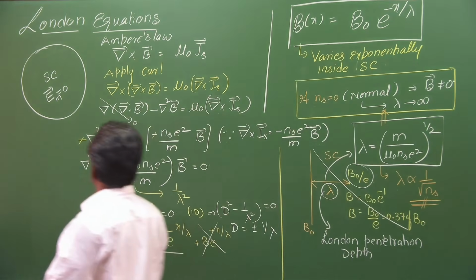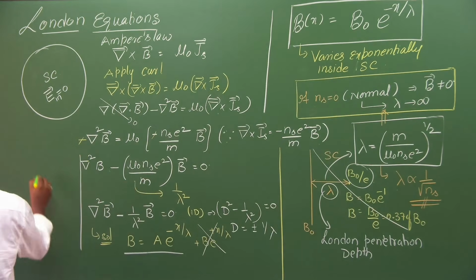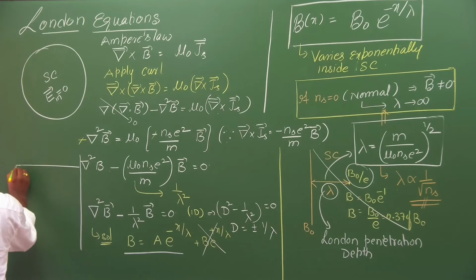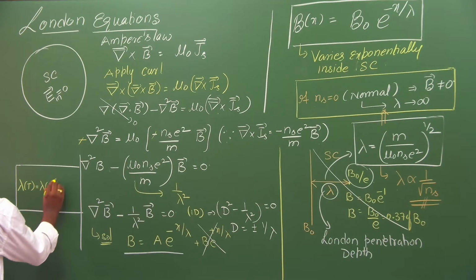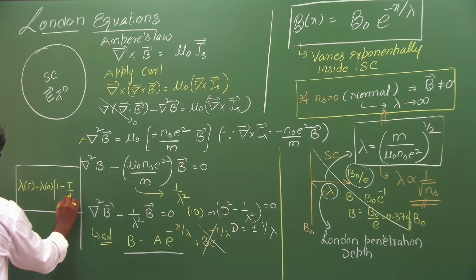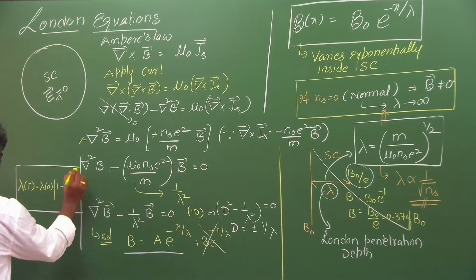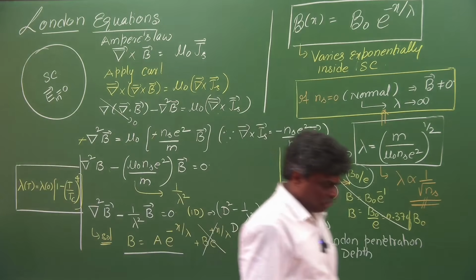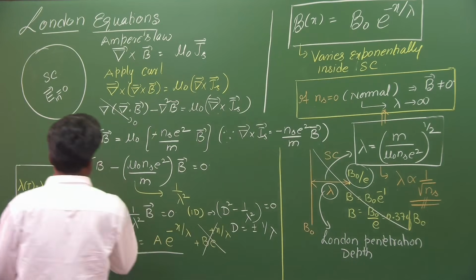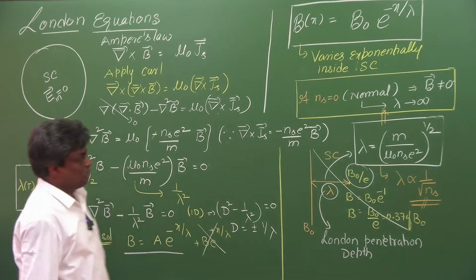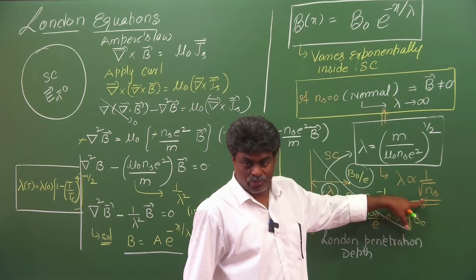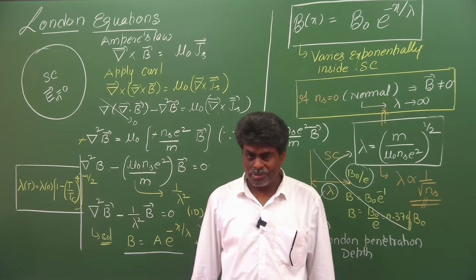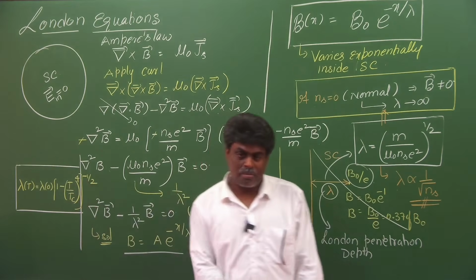And one more equation I am writing here because there is no space. Please write this also. Lambda at temperature T equals lambda of 0 times (1 minus (T by Tc) to the power 4), whole power minus 1 by 2. I hope you know why it is minus 1 by 2. Because of the ns relation given there, and lambda is inversely proportional to root ns. That's why it is whole power minus 1 by 2.